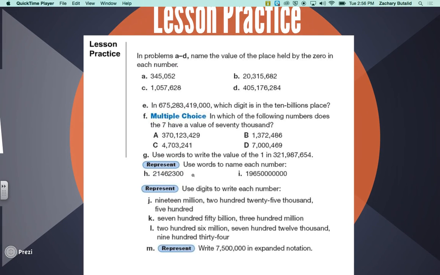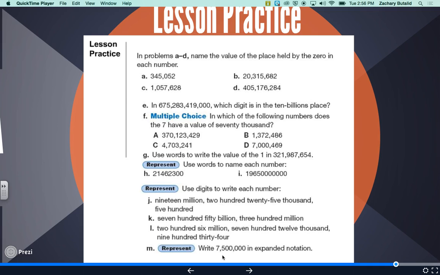Letter G. We're gonna write the value of the number 1 here in words. Okay. Then we have to use words for H and I to name these numbers. Remember, what you're going to do is you're going to put those thousands and millions and billions commas in there so you guys figure out what those numbers are. Okay, then J through L, you're going to write the numbers out in digits. All right, and letter M, you're just going to write that number in expanded notation.